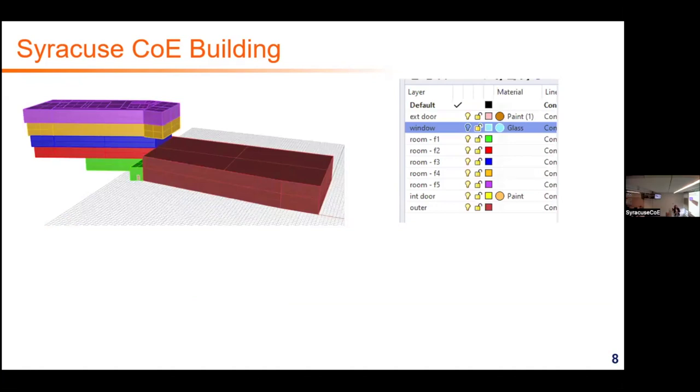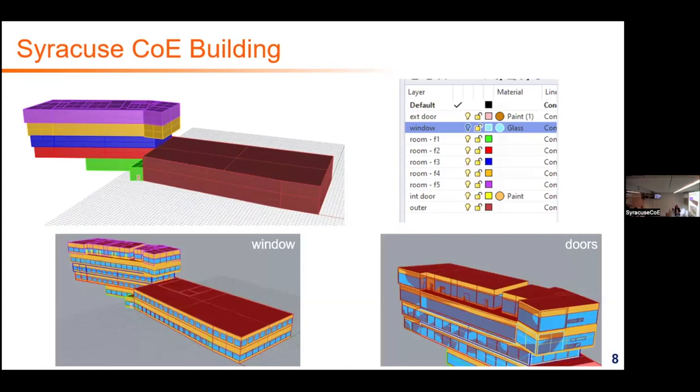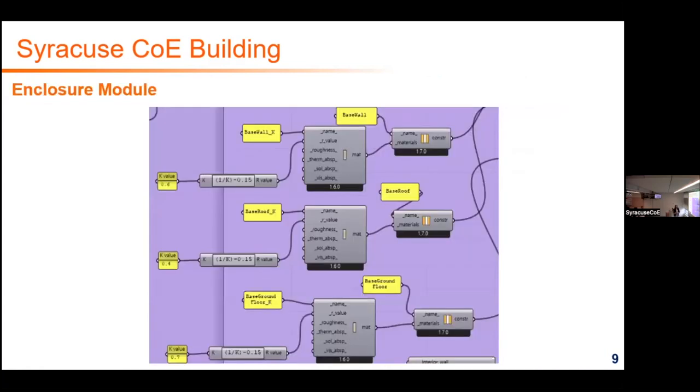This is the COE building. It has five floors, and each floor is set as one block with a different color. We also set different types of windows. The left figure shows the windows and the right side shows the doors, which include the outer door and the inner door. These are different types of doors, and we set the different types of modules. So this is the enclosure module. This is just an example of the wall module.